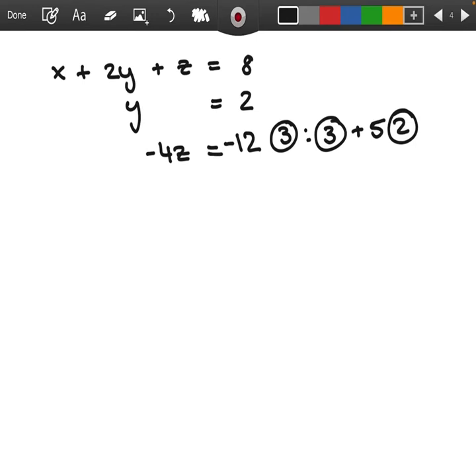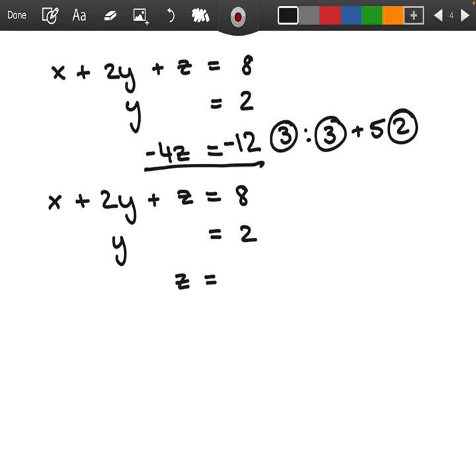Now I need to make sure that the coefficient of my third variable in my third equation is 1. If I had more equations, I would then eliminate my third variable from everything below my third equation. Again, we only have 3 equations here, so we don't have to do that. But I am going to make sure that that z in that third equation has a coefficient of 1. So to do that, I'm going to divide this equation through by negative 4. And that tells me that z is equal to 3.